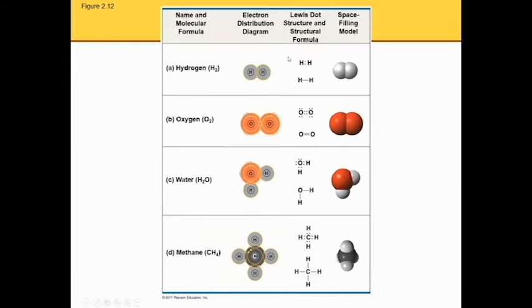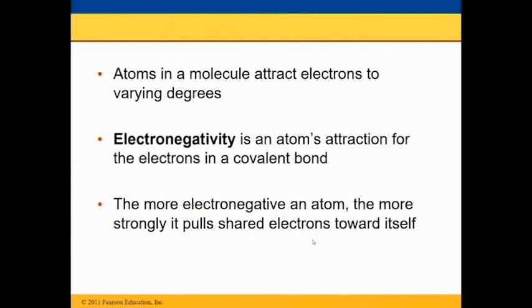So for example, in hydrogen, 1 pair of electrons is shared, so you have a single bond. In oxygen, they share 2 pairs, so you have a double bond. In water, you share 1 pair, 1 pair, and you have single bonds here. And in methane, the carbon shares 1 pair with each of these 4 hydrogens, okay?